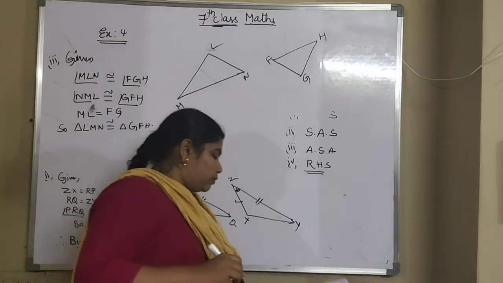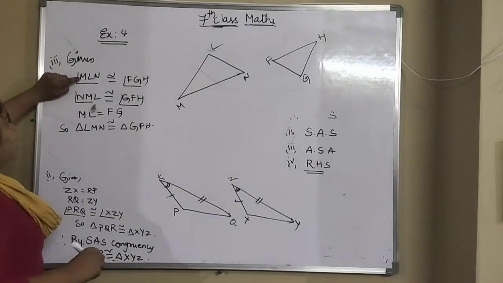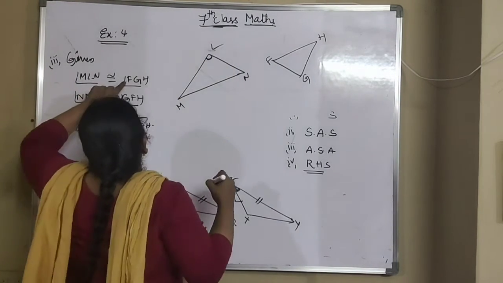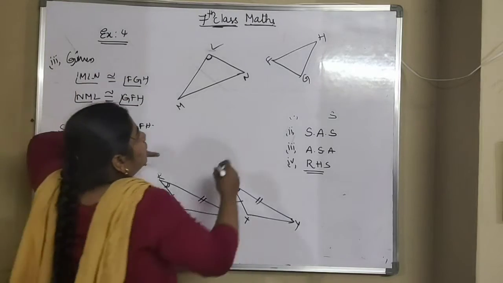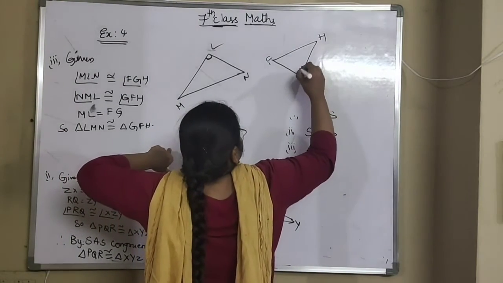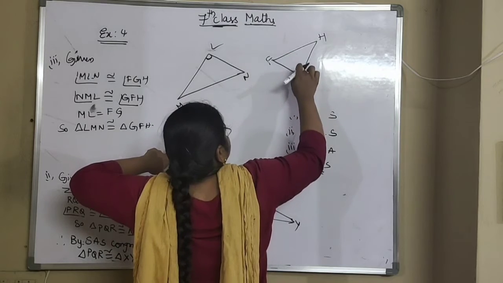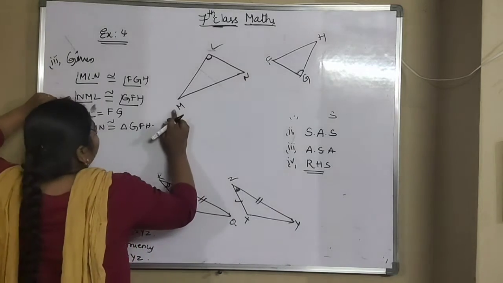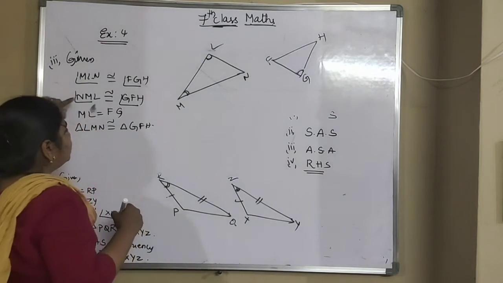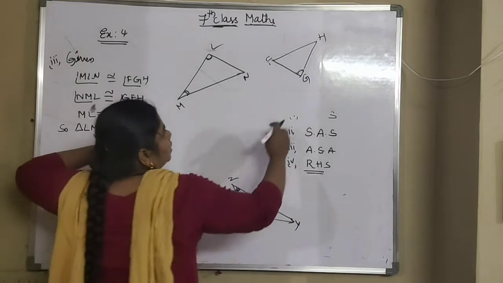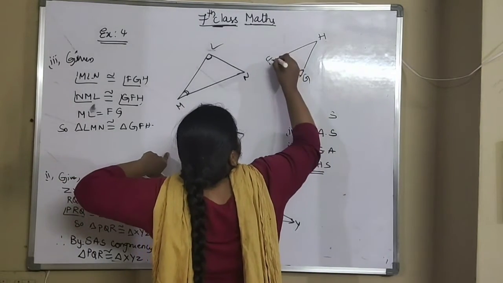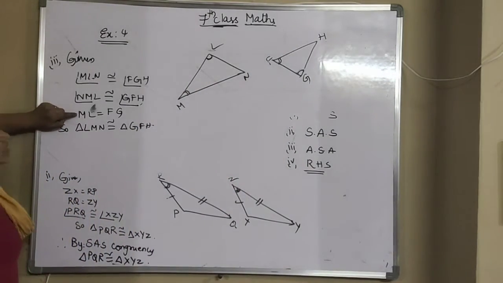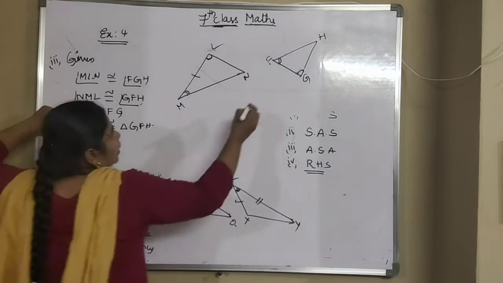First you mark these points on the figure. Angle MLN they have given is congruent to angle FGH, this angle. So these two angles are equal. Next is NML, this angle is equal to GFH, this angle. So these two angles are congruent to each other. And ML is equal to FG.